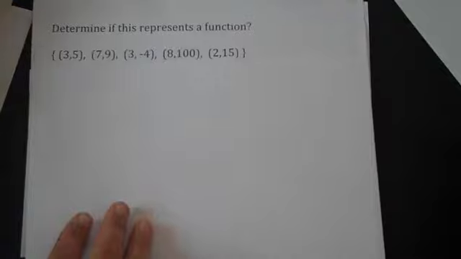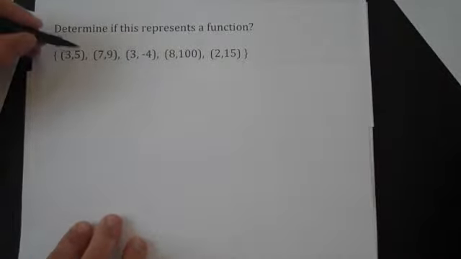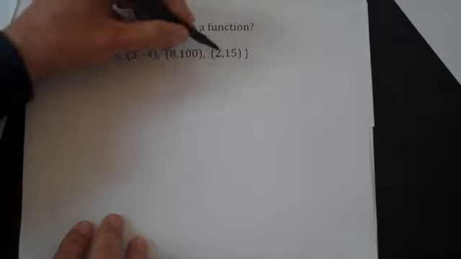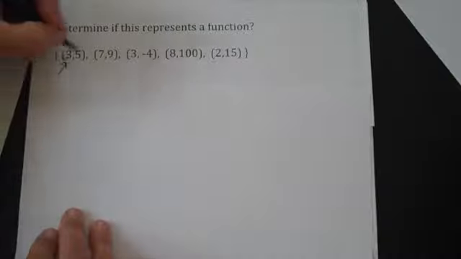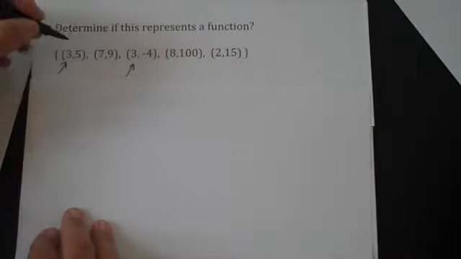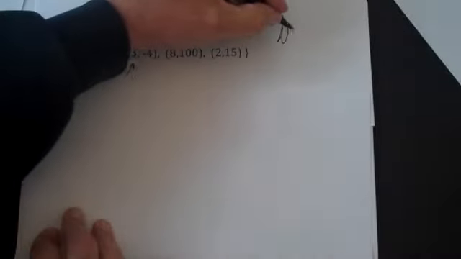Here's a different example. Let's see if this is a function or not. Here we have 3 is connected with 5, 7 with 9, 3 also with -4, 8 with 100, 2 with 15. If you notice that, if x is 3, you're not sure whether y is either 5 or -4. In other words, for this x, there's actually two values of y. So this is not a function.